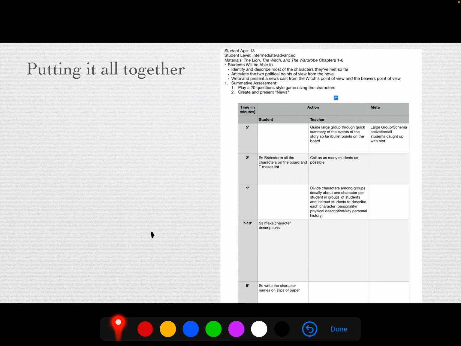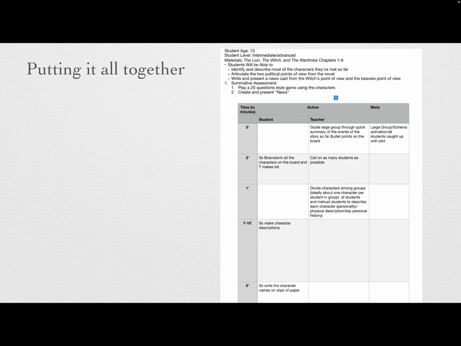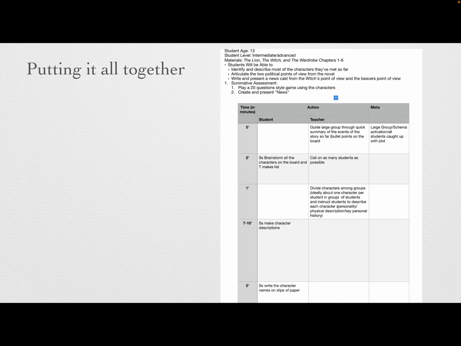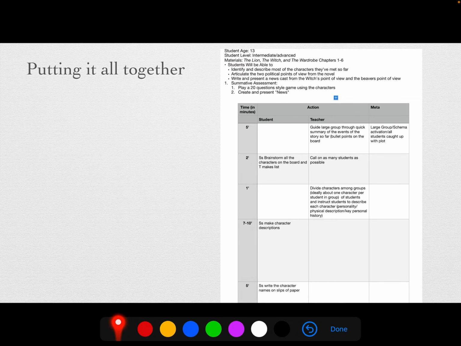I have three learning objectives for this class, and those are here. Those learning objectives are: students will be able to identify and describe most of the characters they've met so far. Students will be able to articulate the two political points of view from the novel.